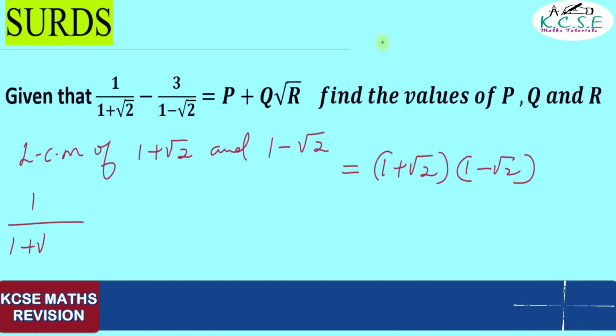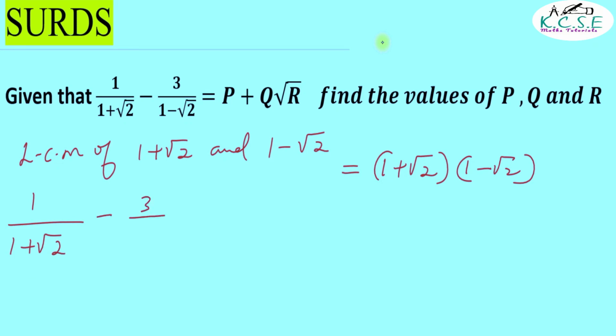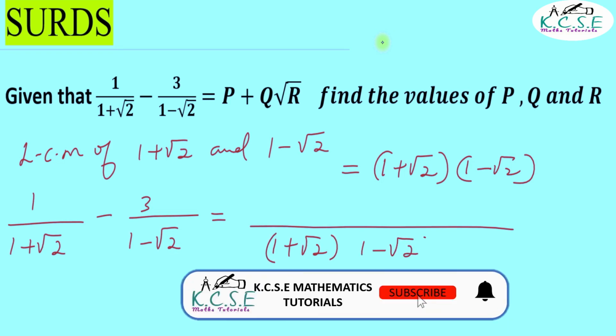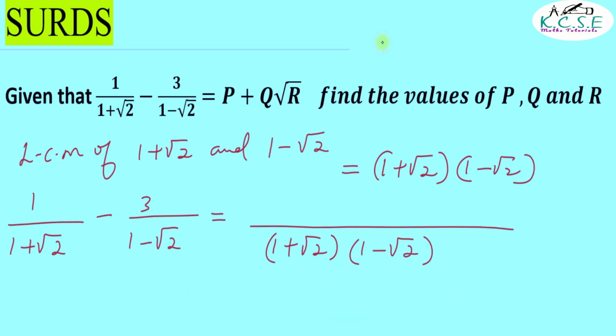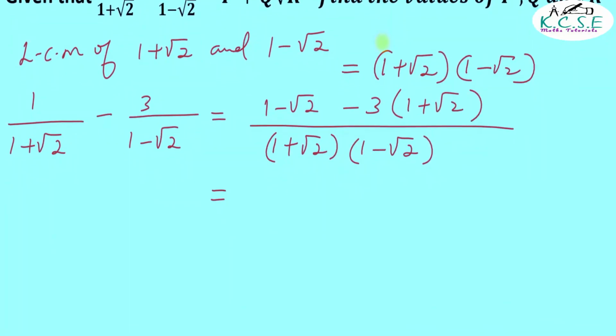1 subtract 3 divided by 1 minus root of 2. So we get the LCM, which we have obtained, 1 plus root of 2, 1 minus root of 2. The whole of this fraction divided by 1 plus root of 2 will remain with 1 minus root of 2, subtract 3 multiplied by the whole of this LCM divided by 1 minus root of 2, that gives 1 plus root of 2.